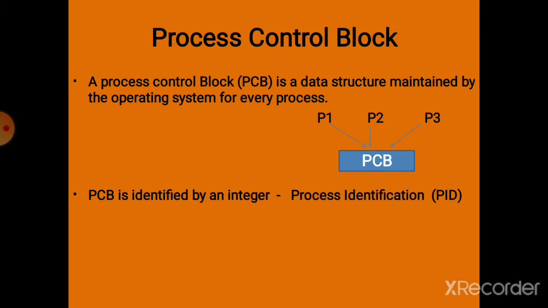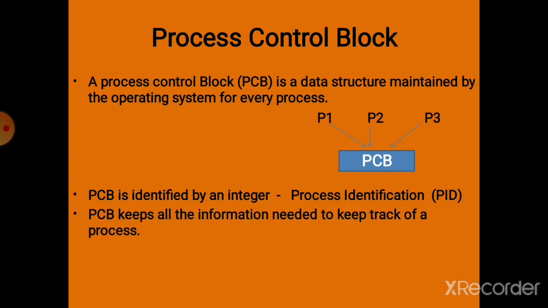See, now the PCB is identified by an integer, that is the process identification. So this PCB is used to identify each process. Each process contains an identification number. Why does it contain it? So that the PCB can identify which process is executing currently.